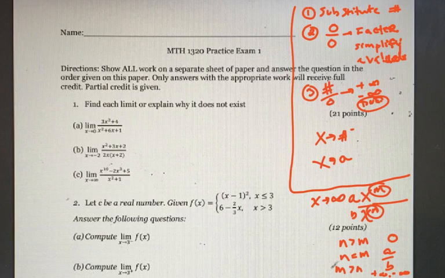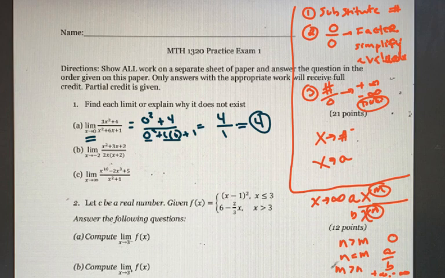So looking at question number 1A, we're going to substitute 0 in. So we're going to get 3 times 0 squared, plus 4, all over 0 squared, plus 6 times 0, plus 1. So the numerator will just be 4, and the denominator is 0 plus 0 plus 1, which is 1, so the answer is 4. Okay, let's look at question B.